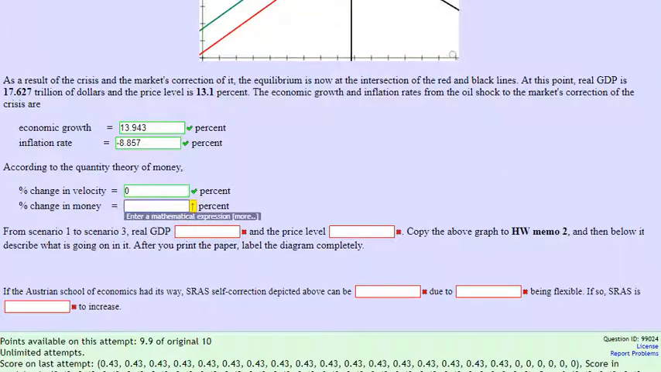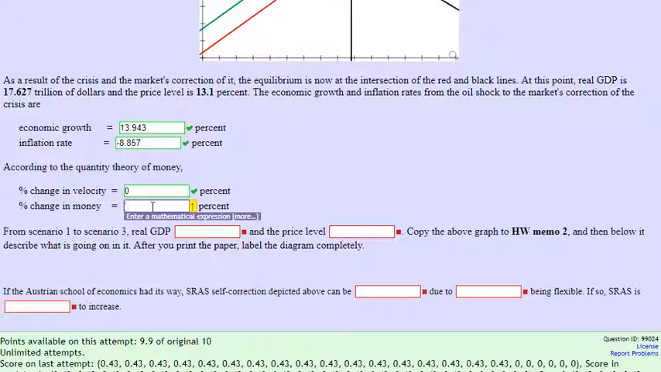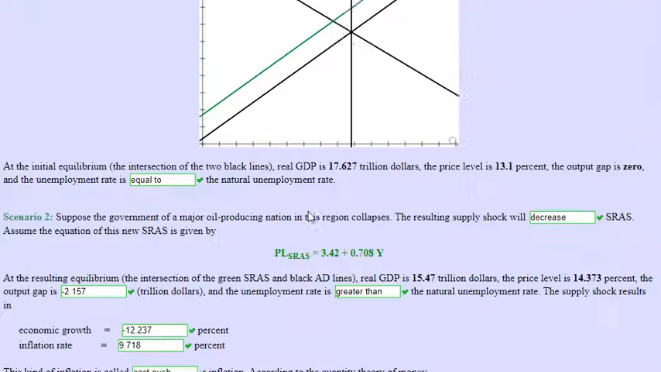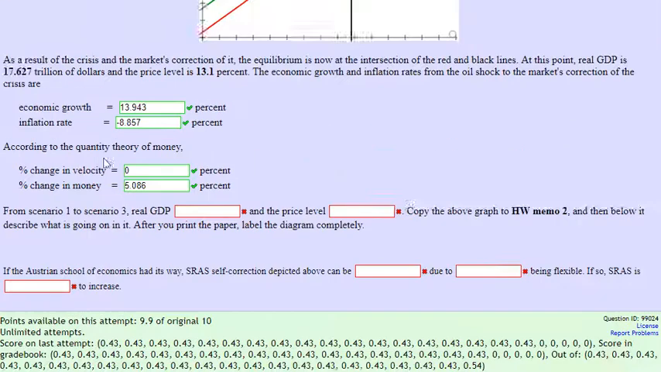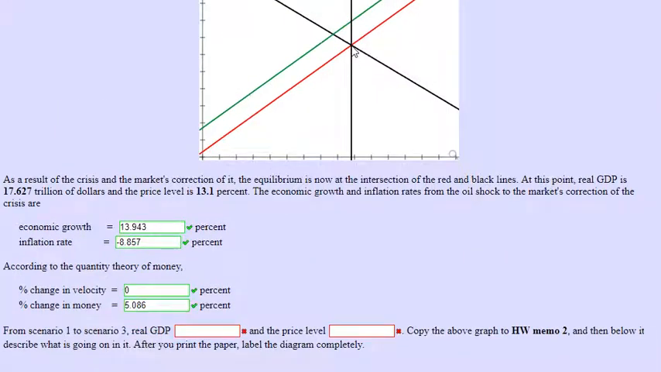OK, so the percent change in money, according to the quantity theory of money, you add these two together and you get 15.086. And we're almost done with this question. Okay, from scenario one up here, from scenario one to scenario three. So we went from scenario one back to scenario three. Real GDP did not change. The price level, so this is over the long run, because we had a short run reduction in GDP and an increase in prices, but then over the long run, we came right back down here. So the price level did not change from scenario one back to scenario three. Okay, we hit enter and we should get all correct answers.